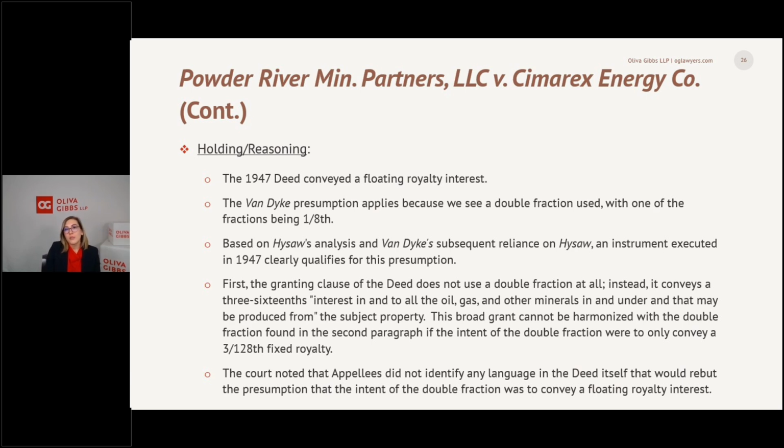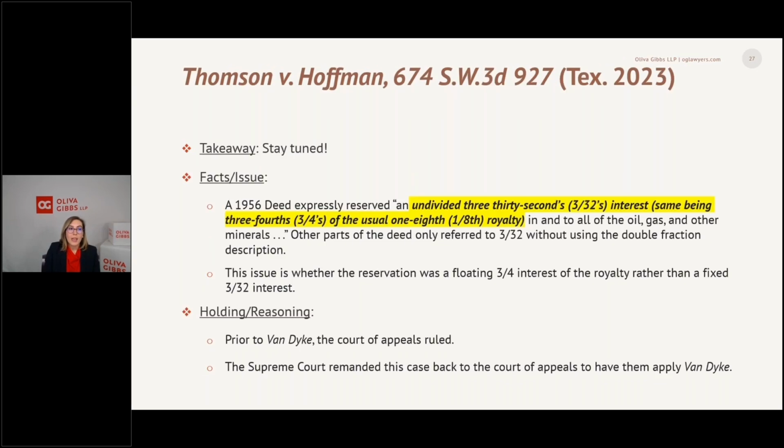Finally, we have Thompson versus Hoffman. There's no takeaway yet for this case because this case was decided by the Court of Appeals prior to the Van Dyke ruling. As such, the Supreme Court remanded this case back to the Court of Appeals to have them apply Van Dyke. But again, the reservation language here at issue is this double fraction, an undivided 3/32 interest, same being 3/4 of the usual 1/8 royalty. So stay tuned to see how the Texas Court of Appeals apply Van Dyke to this case, and I'm sure there will be plenty more litigation that follows.